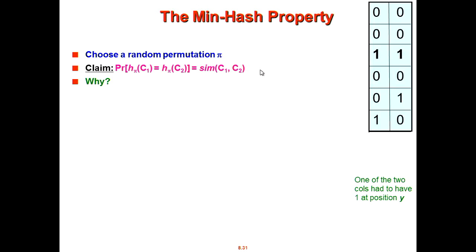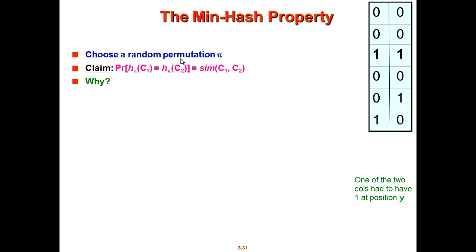So this is just a very brief explanation. For more detailed explanation, you can refer to the textbook. In the textbook, there are some more formal proofs about why, given Jaccard similarity, you can use min-hashing to do this signature matrix computation.